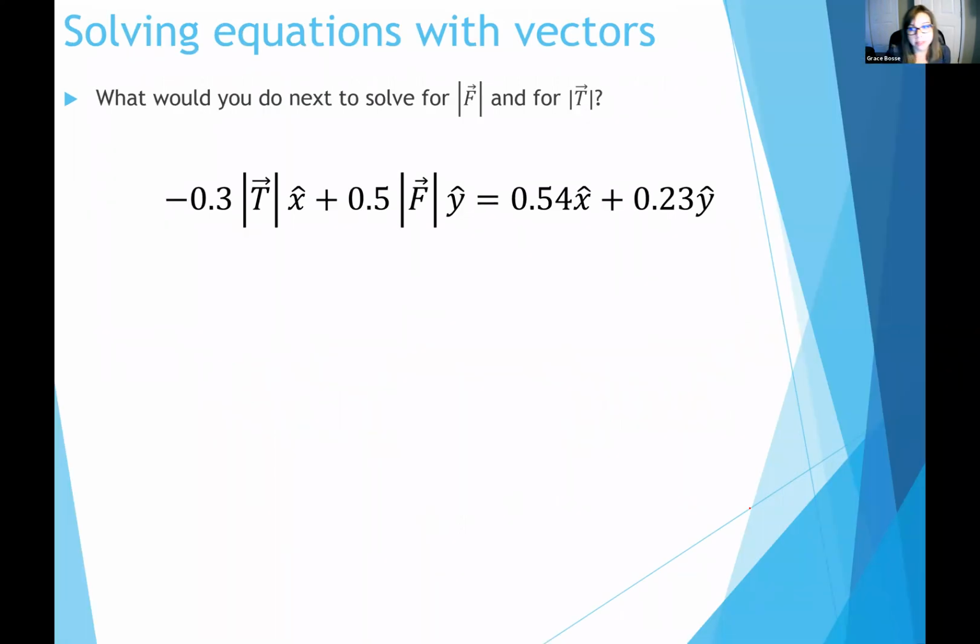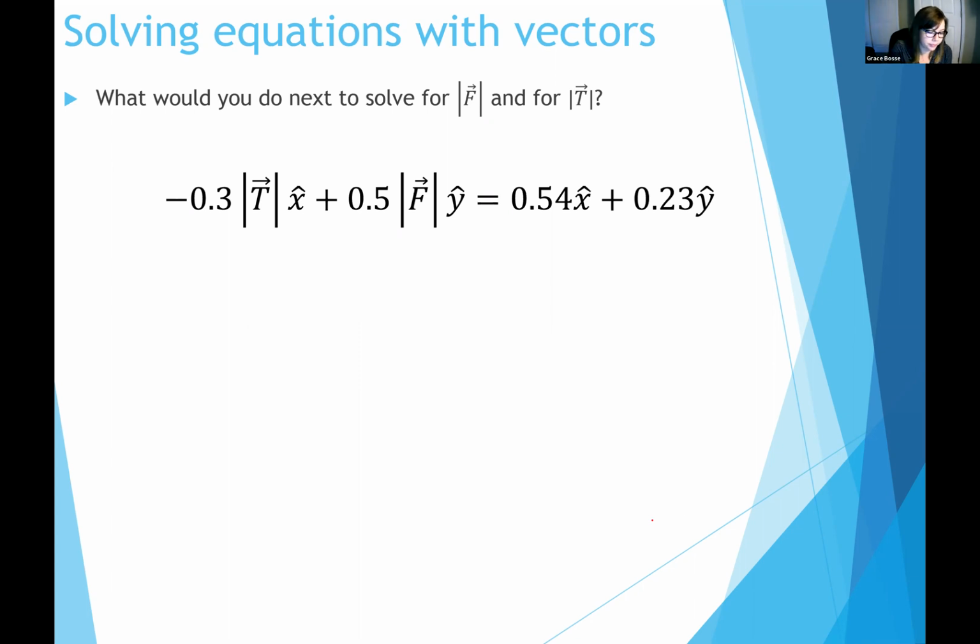All right, here's another example. So let's say I have this equation here. I need to solve for the norm of F and for the norm of T. I have one equation, but two unknowns. The rules of algebra say that I need as many equations as I have unknowns to solve for them. So I'm a little bit stuck right now. How am I going to solve? I have two unknowns, but only one equation.